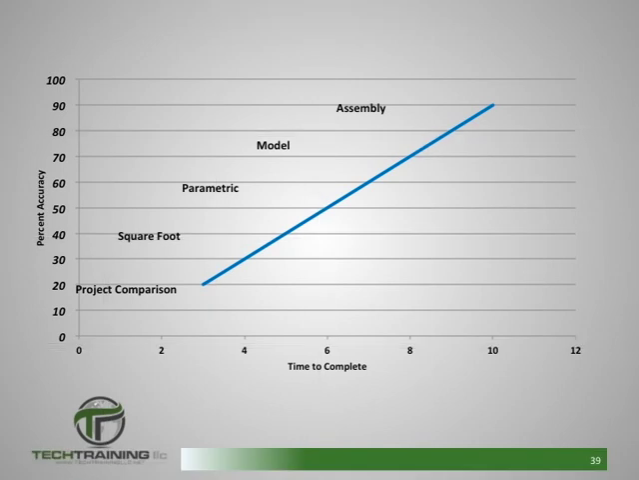Each estimating method requires different amounts of time to complete, and thus produces a different level of accuracy. The relationship between time to complete the estimate and the accuracy of the estimate is shown here. The different estimating methods clearly show a different level of accuracy. But once again, another factor is the amount of information available when the estimate is being performed.